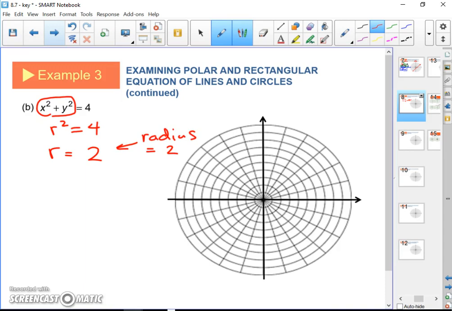What's that shape? That's a circle. That's a circle with radius 2, and a circle is really easy to draw with this paper. Just trace a circle with radius 2. And that's it.